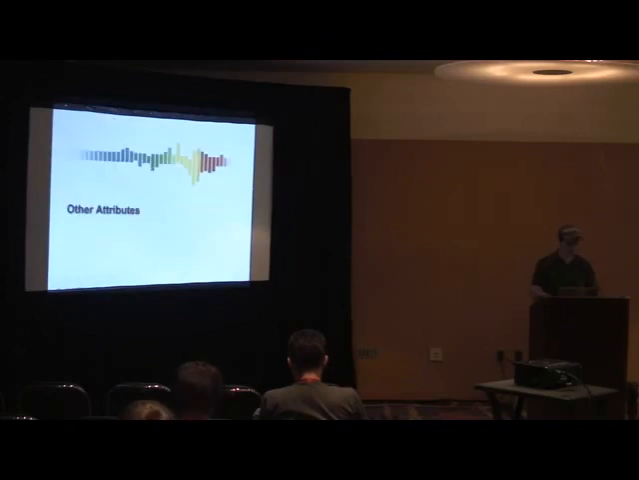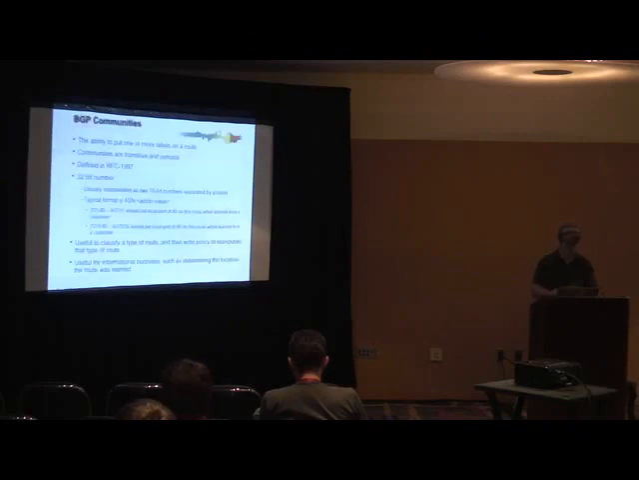There are a couple other attributes that I want to talk about briefly. BGP communities is the ability to put one or more labels on a route. Communities are transitive and optional, and they're defined in RFC 1997. It's a 32-bit number, usually represented as a 16-bit number, 16-bit number. Typically, the first grouping of numbers is the autonomous system number, and the second grouping of numbers is an action value. For example, 701:80 indicates that AS701 should set a local pref of 80 when it learns this route from a customer.